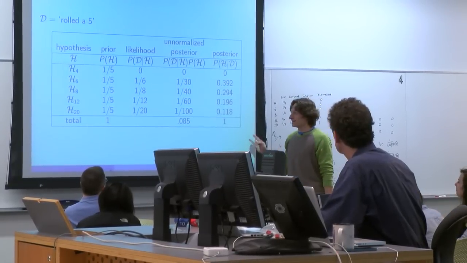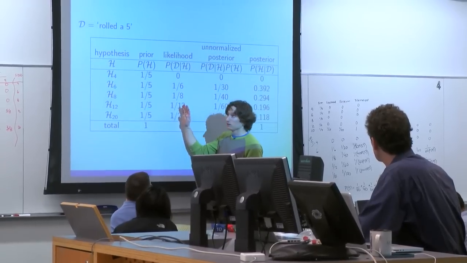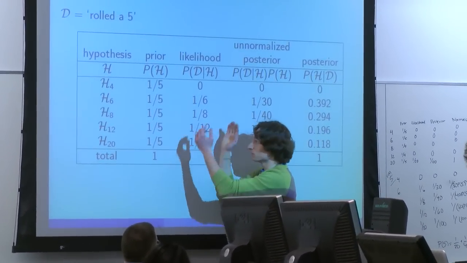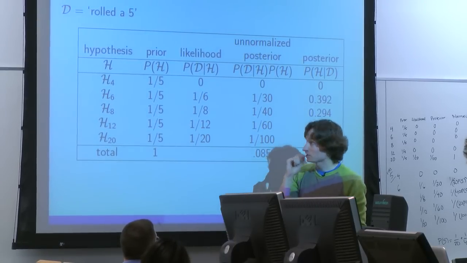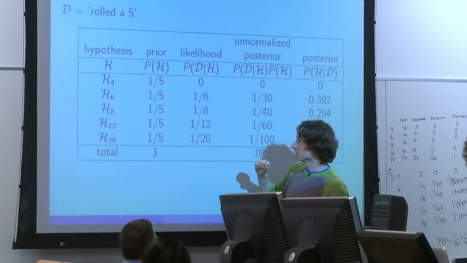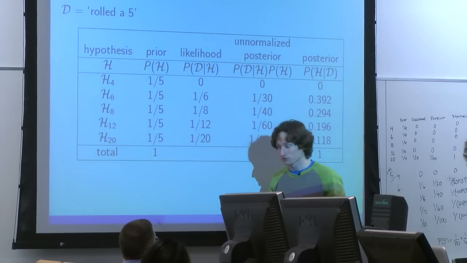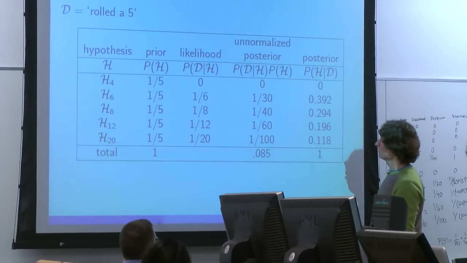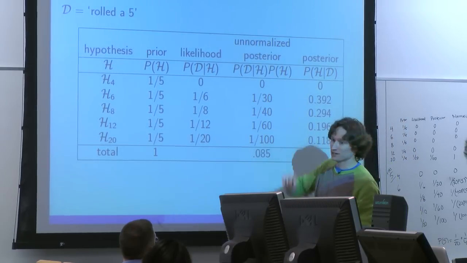The only thing that changes is the likelihood. Granted, the rest changes, but these 2 columns are computed from the first 2. The prior stays the same, okay? But the likelihood function changes because we have different data. In this case, if we roll a 5, we can't get that on the 4-sided die. We have a 1/6 chance on the 6-sided, 1/8 on the 8-sided, 1/12 on the 12-sided, and 1/20 on the 20-sided. Multiply those columns, get the unnormalized posterior. That sums to the probability of getting a 5.